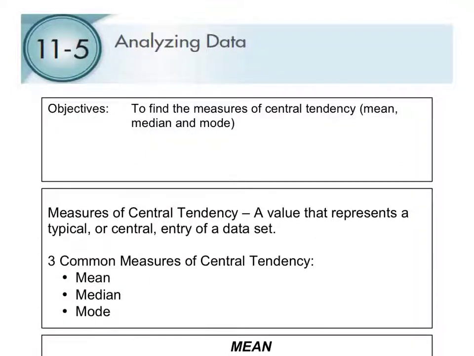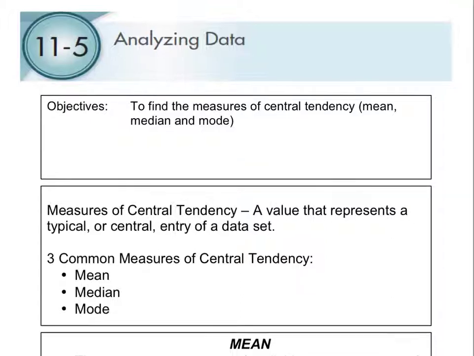Okay, this is section 11.5 and 2.3, which covers analyzing data. The objective for this section is to find the measures of central tendency, which is just the mean, median, and mode. Again, this is something that you've seen before in the past, so we're going to go through this quickly, discuss it, and show you how to do this.